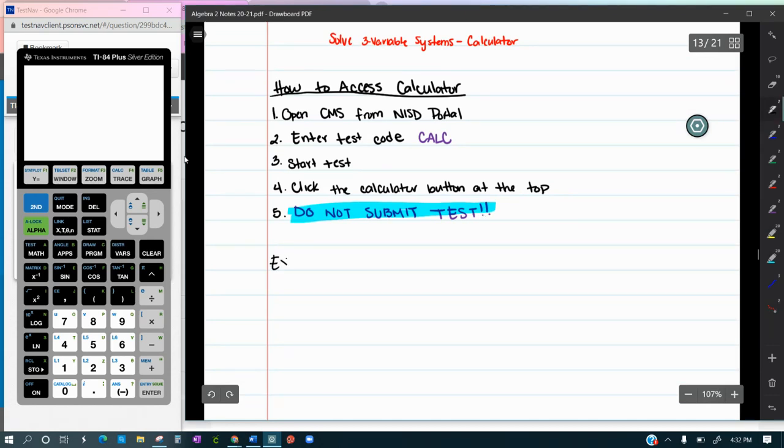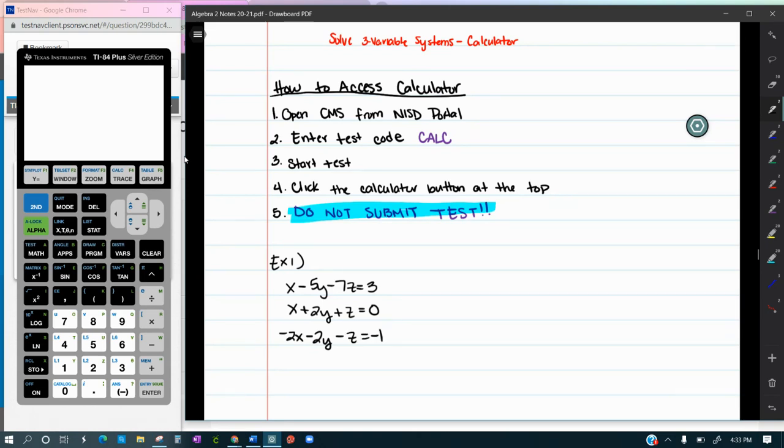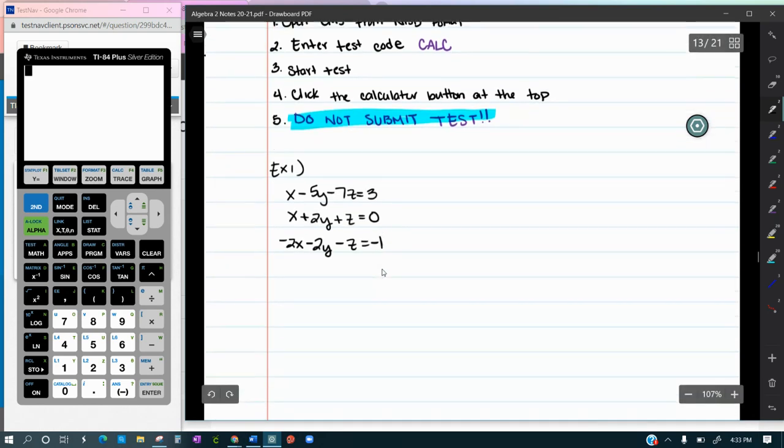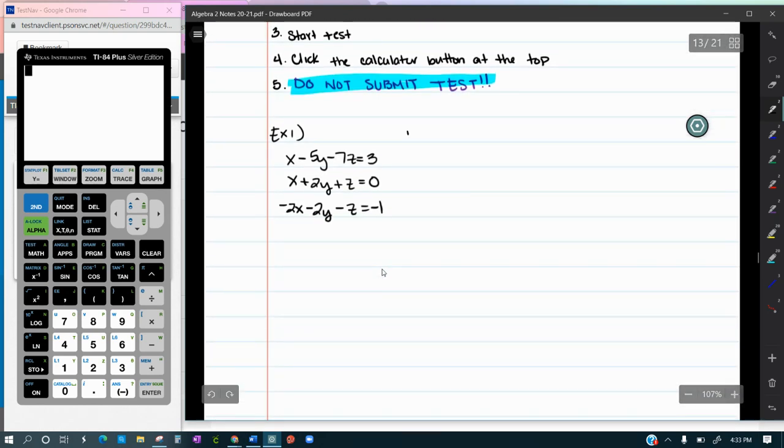So for example 1, we are going to solve the system x minus 5y minus 7z equals 3, x plus 2y plus z equals 0, and a third equation, negative 2x minus 2y minus z equals negative 1. The way we're going to use our calculators, we're actually going to use the matrix in the calculator. So the first thing we need to do is write this as a matrix. So write as matrix. That's our step 1.